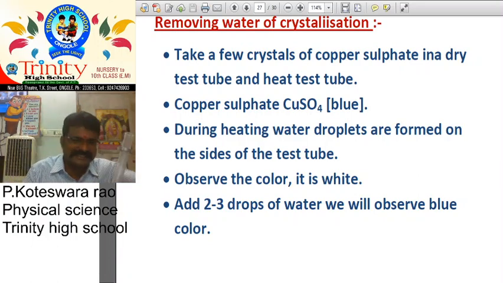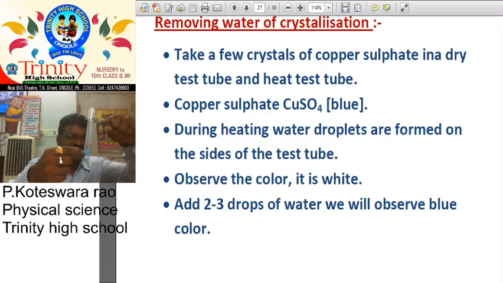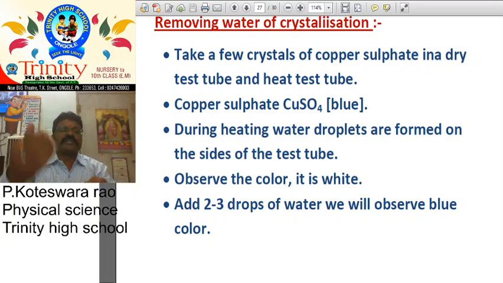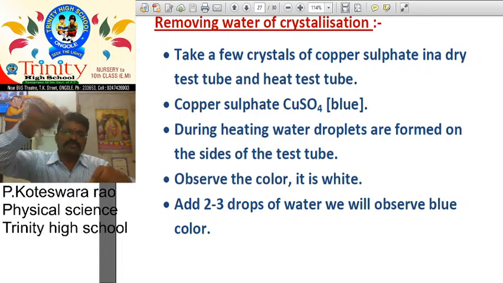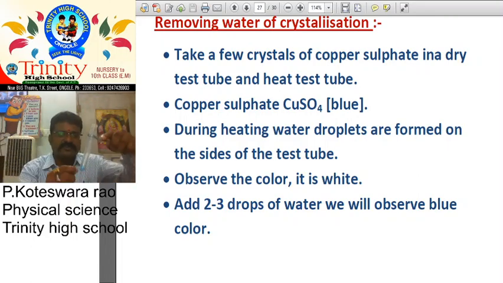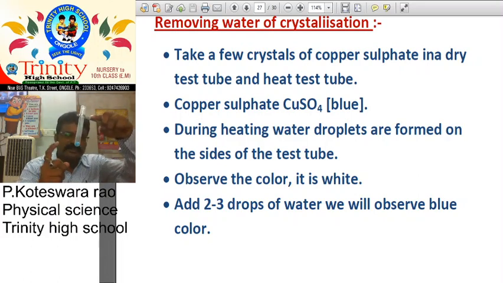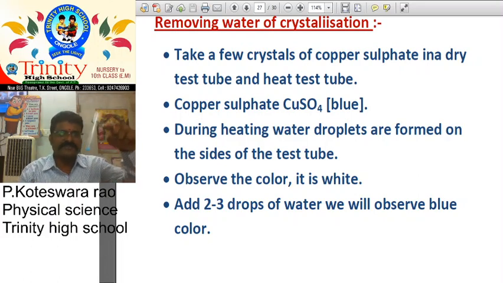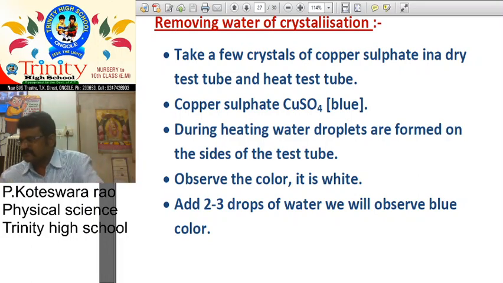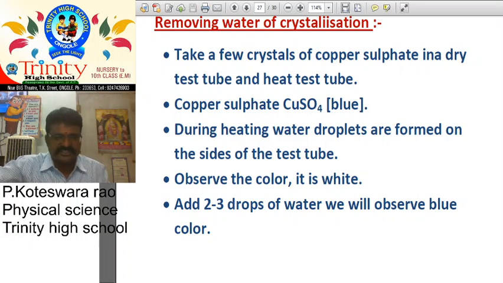once again you will get a blue colored copper sulfate. Then if you heat, you can get white color crystals. If you add 1 or 2 drops to that white powder, then once again you will get a blue colored copper sulfate. So this is the simple method to explain about water of crystallization.